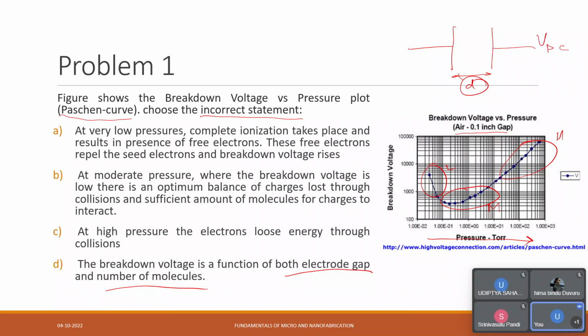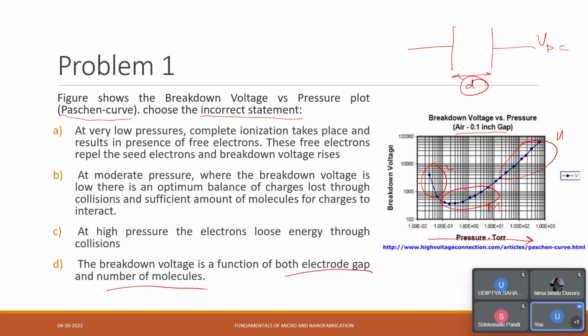Depending on the pressure, at low pressures the number of molecules will be very small, while in the high pressure domain the air pressure would be more, and therefore the number of molecules will also be more. This is a correct statement, but we have to find the incorrect one. At high pressure, the electrons lose energy through collisions. At high pressures we have more particles, so when electrons are generated, they get scattered due to the large number of collisions, and they lose energy due to these collisions.